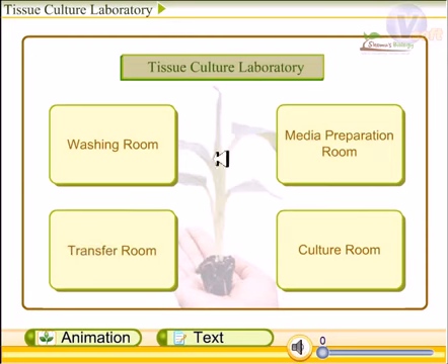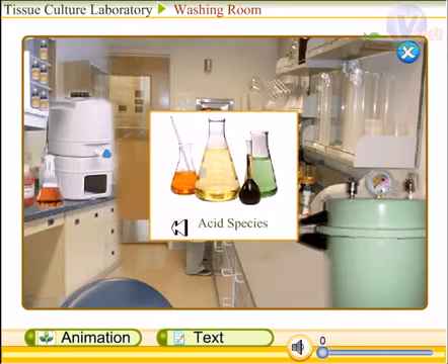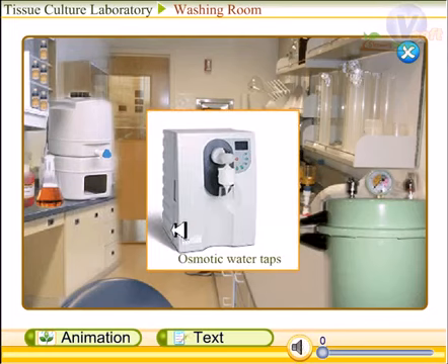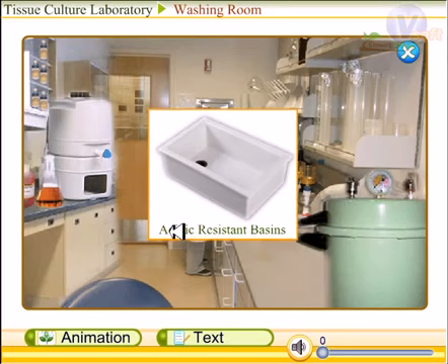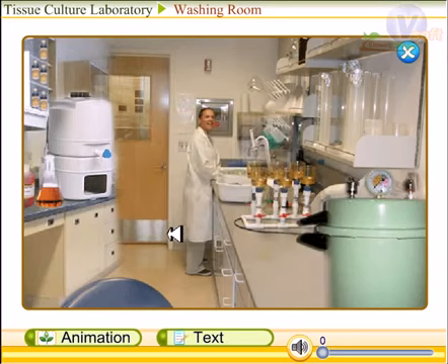Okay. Now we will be looking at each of these different rooms and look at what is actually going on in all these rooms. Let us first talk about the washing room. It is where all bowls used in tissue culture are cleaned. There are locations in the washing room allocated to keep acid species, osmotic waste taps, acid resistant basins, pressure cookers and bowls which are needed for tissue culture.